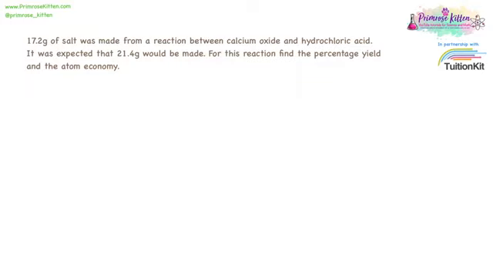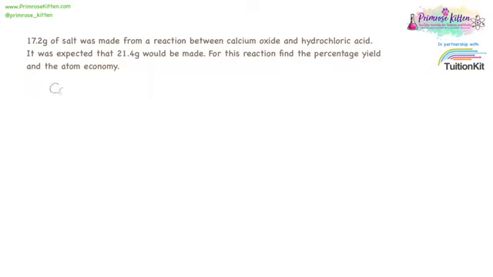17.2 grams of salt was made from the reaction between calcium oxide and hydrochloric acid. It was expected that 21.4 grams would be made. For this reaction, find the percentage yield and the atom economy. So before we start this question, there is a lot of background work that needs to be done. First of all, we need to write an equation.